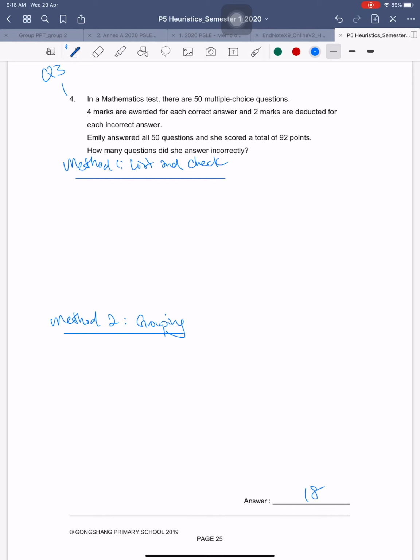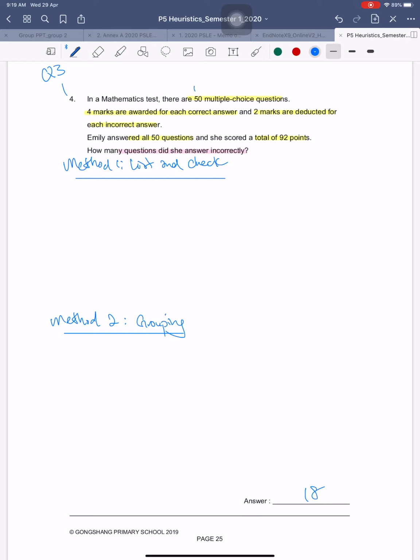Number 4 is similar to number 3, so let's see. Okay, so now I have a mathematics test. There are 50 MCQ questions. Now, just like question number 3, if you answer each question correctly, you get 4 points. But you get 2 points deducted for each incorrect answer. She answered all the 50 questions and got a total of 92 points. The question is, how many questions did she answer incorrectly?